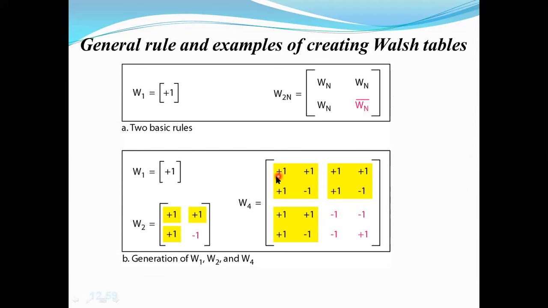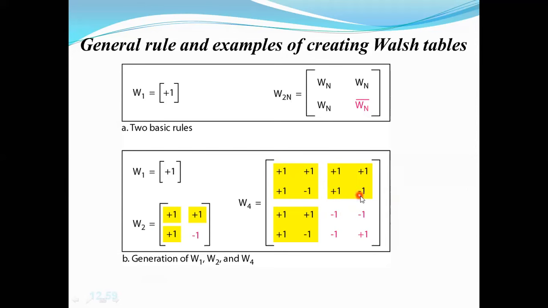Now, with the help of the Walsh table, we can easily generate the sequences. What is the first sequence generated here? This is the row. A row represents a sequence, as I said. The first sequence generated is plus one, plus one, plus one, plus one. This first sequence consists of four elements.